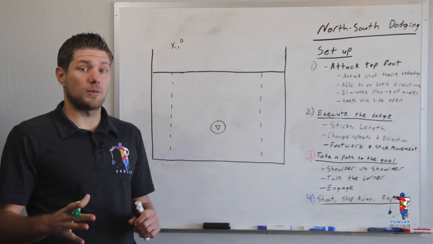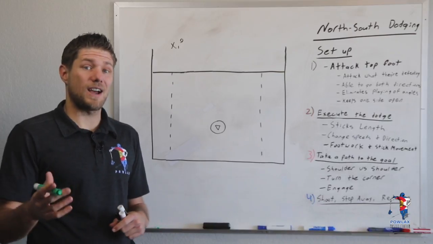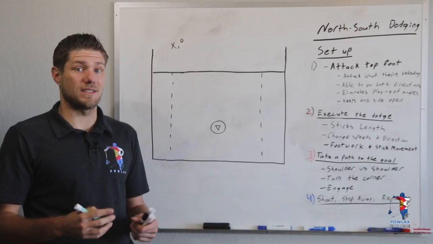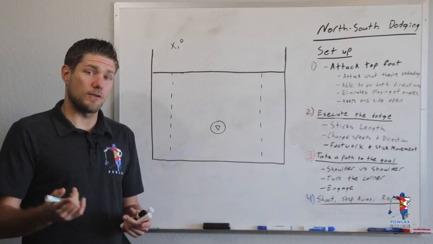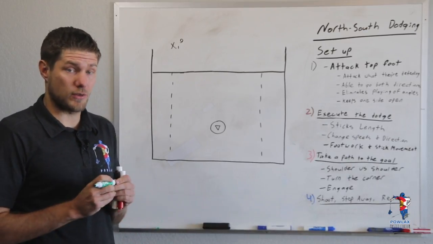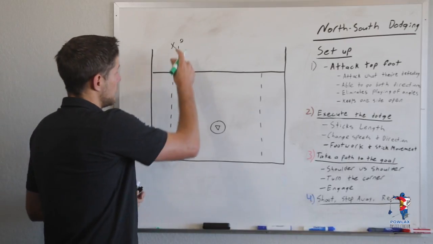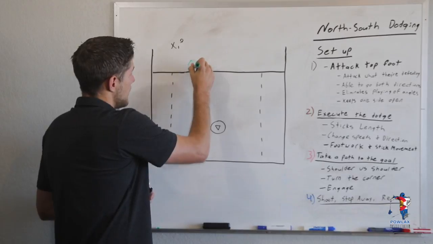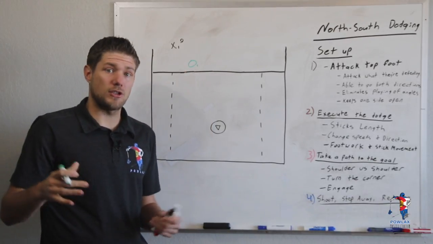The first thing we're going to talk about when discussing north-south dodges is how the defenseman is most likely going to play us. There's two basic ideas that a defense will use. First, they may try to play our players straight up, which basically means that they're going to stand directly between the goal and us.